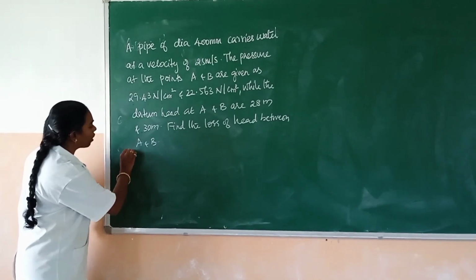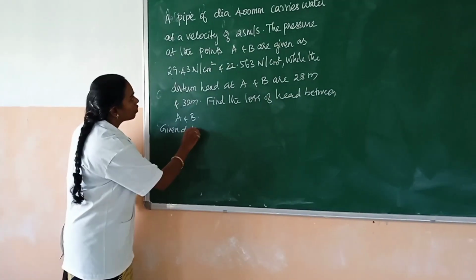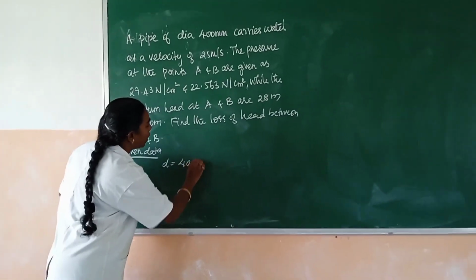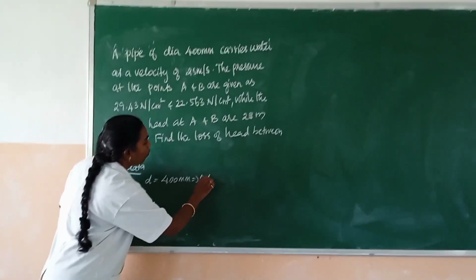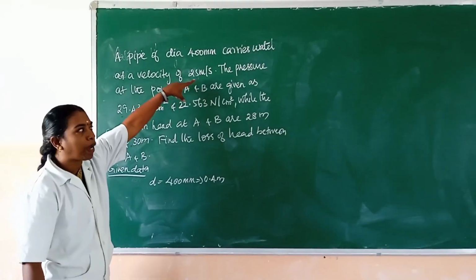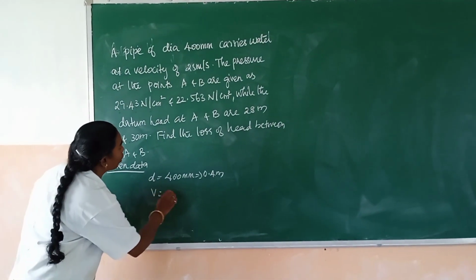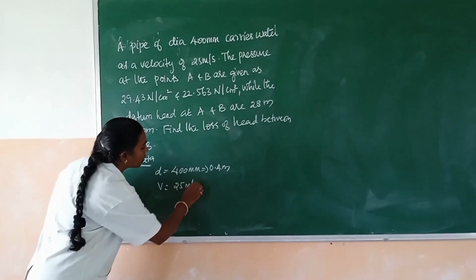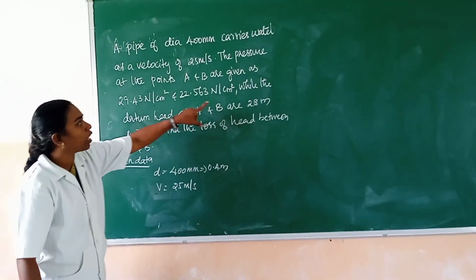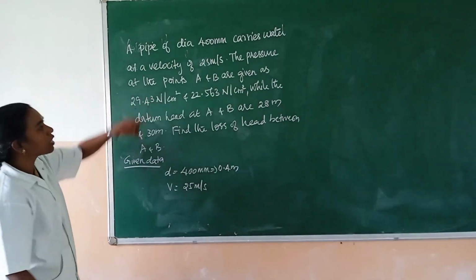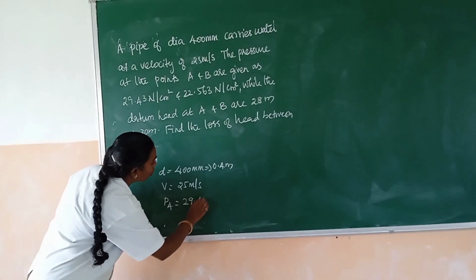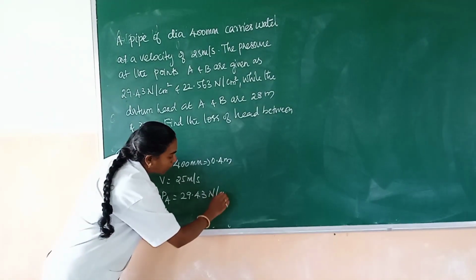So first we can write the given data. Diameter is given as D is equal to 400 millimeter, which is equal to 0.4 meter. The velocity of water through which the pipe is carrying is V is equal to 25 meter per second. So the velocity will be the same for both the sections A and B. Then the pressure at the point A is given as PA is equal to 29.43 Newton per centimeter square.